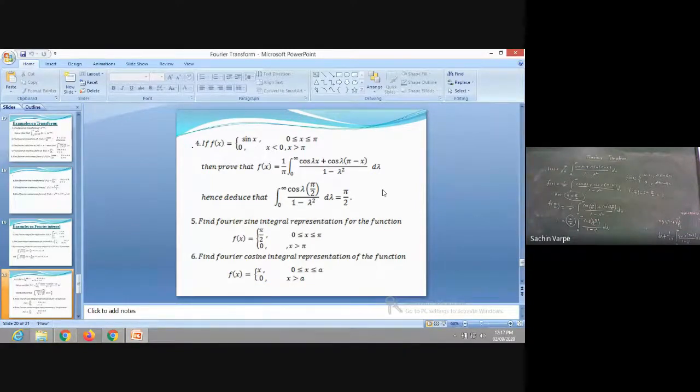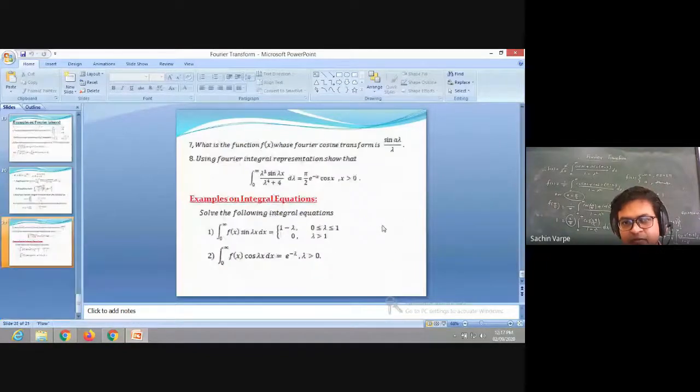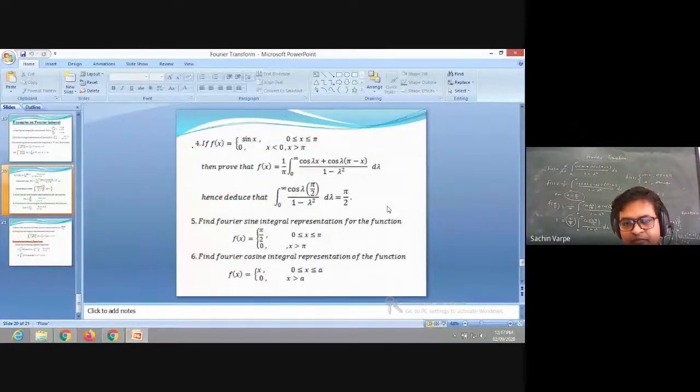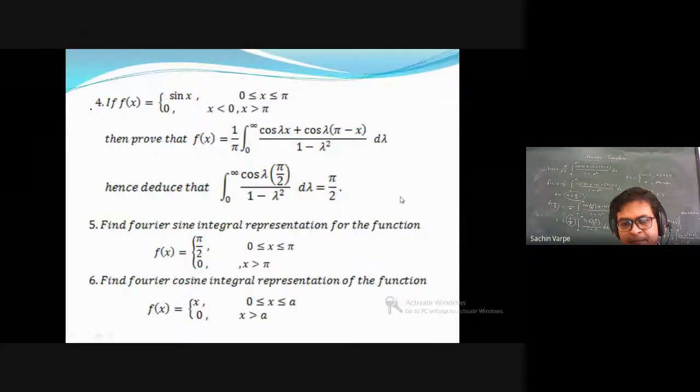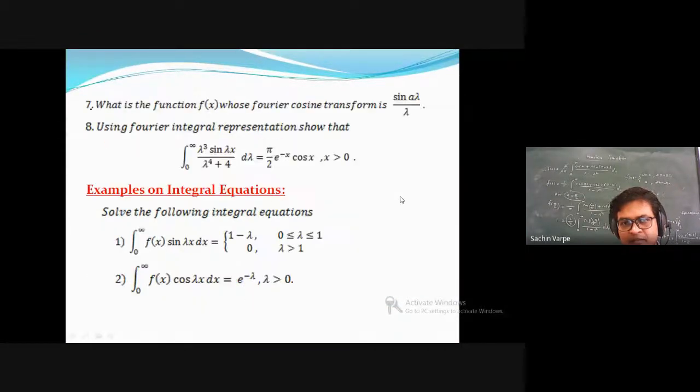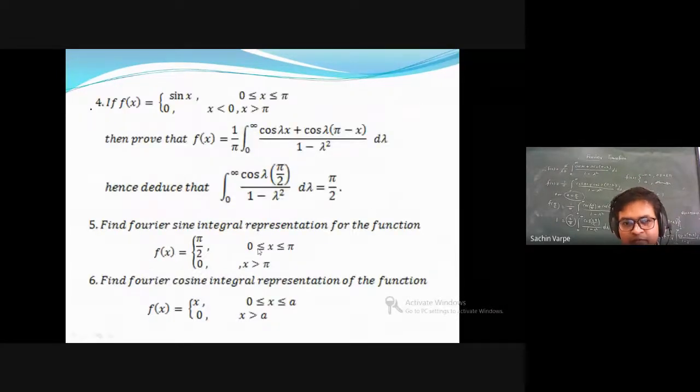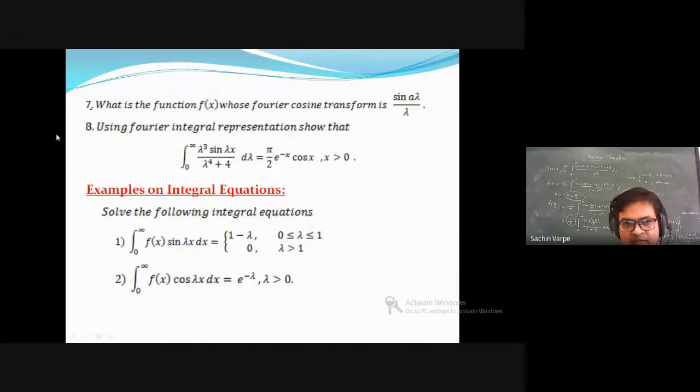So this is a very important question. Please take a screenshot of these problems 5 to 6. You have to solve these problems. Take a screenshot of this. And then next also. Now you have to solve question number 5, 6, 7 and 8.